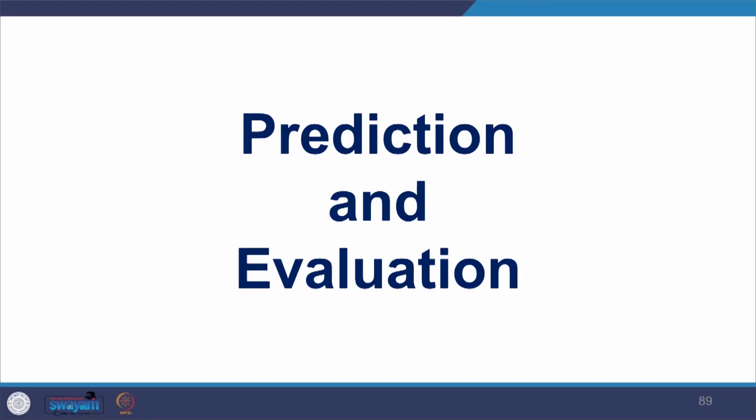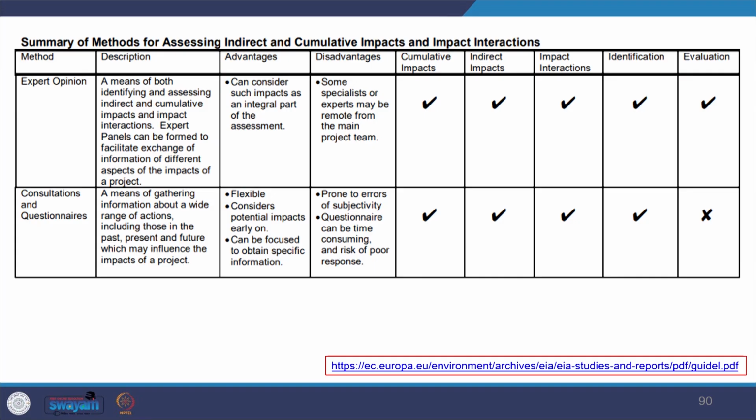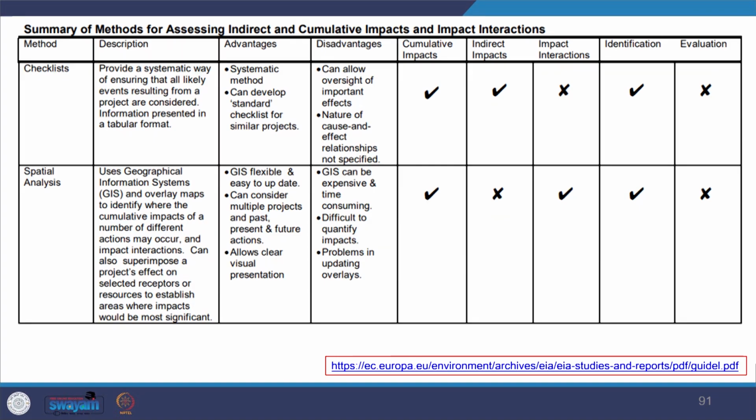Further, moving on to prediction and evaluation. There are certain methods for assessing indirect and cumulative impact and impact interaction. This I've taken from the guidelines for the assessment from the European Commission. The methods involved are expert opinion, where you take inputs from the expert, and there are certain advantages and disadvantages of all these methods, but I'm not going to get into that. Then you have consultation and questionnaire methods, which allow you to be flexible and consider potential impact very early in the stage. Then you have checklist methods and spatial analysis, where you can use GIS.